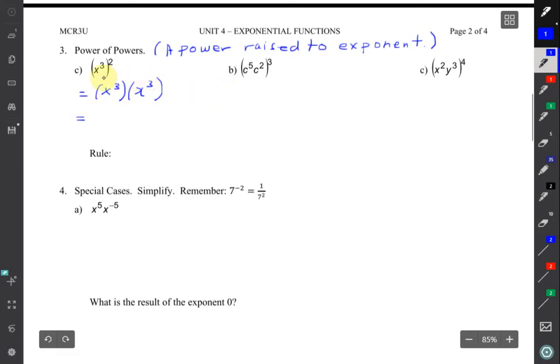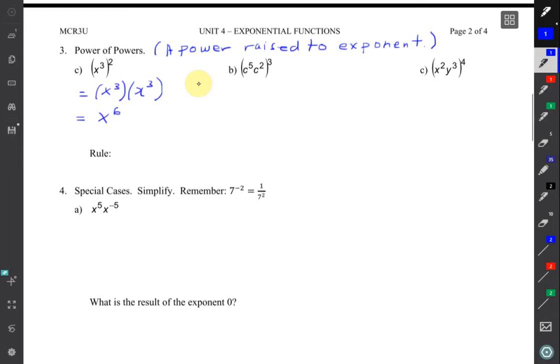So it turns out that when we have a power raised to an exponent, we can actually multiply these two. So you can see clearly here that 3 plus 3 is 6, but 3 times 2 is 6. So we have x to the 6.